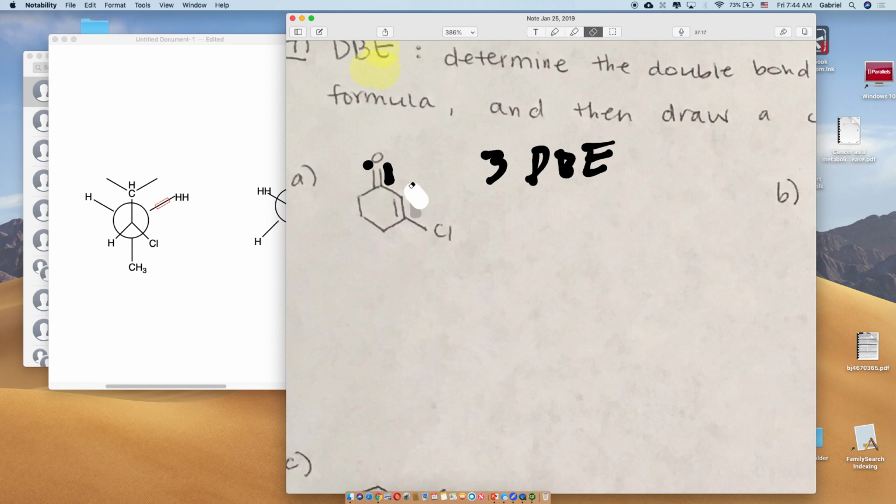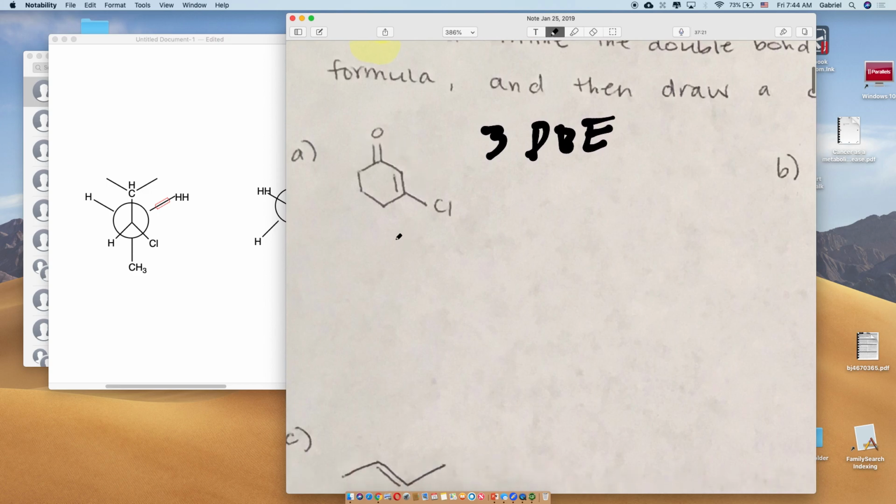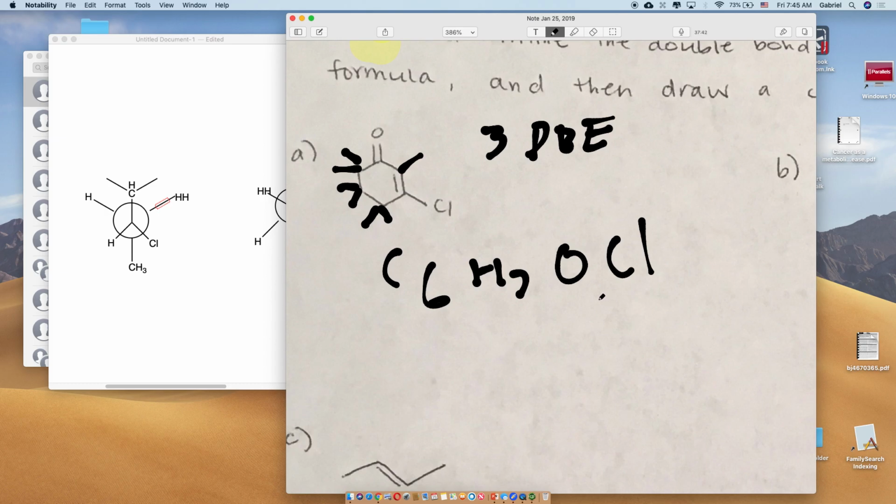And doing that the molecular formula way, let's just count everything we have. We've got 6 carbons right there, 1, 2, 3, 4, 5, 6. We've got 7 hydrogens, 1 oxygen, and 1 chlorine.